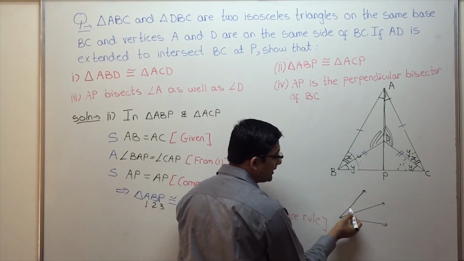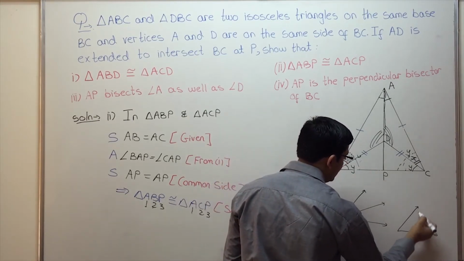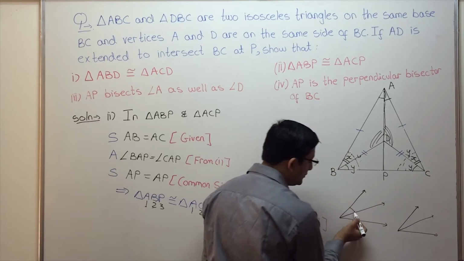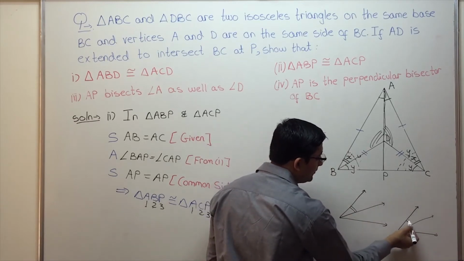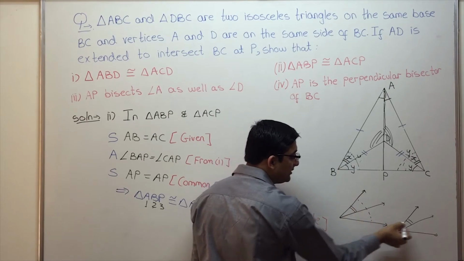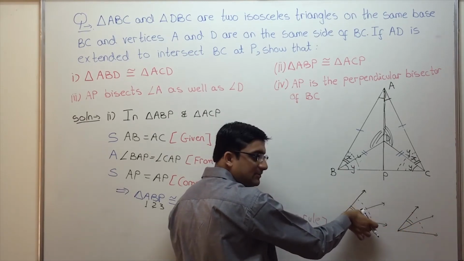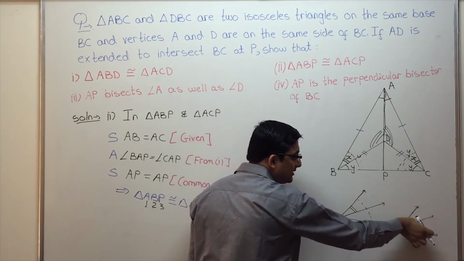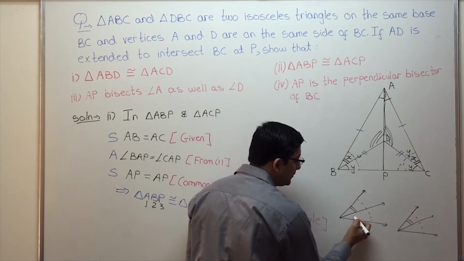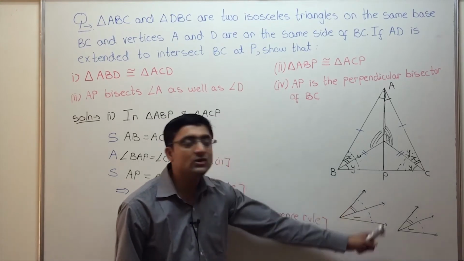See, we know that this angle, let me draw these two angles over here, is equal to this angle, right? Now, next thing we know is that the entire angle is equal to the entire angle, right? So what is this entire angle? This plus this. Since these two parts are equal, these two parts also have to be equal. Why? Only then will the two angles be equal.